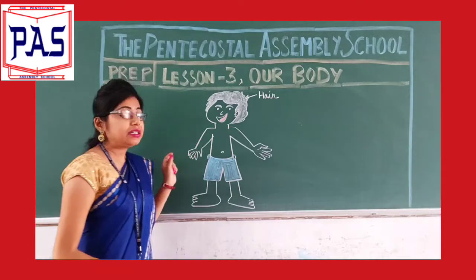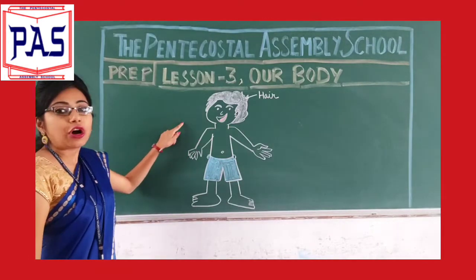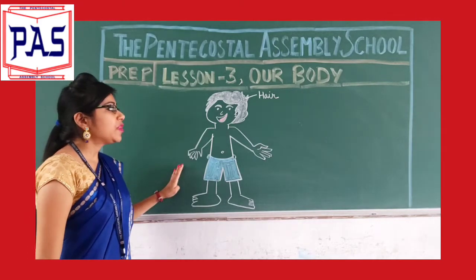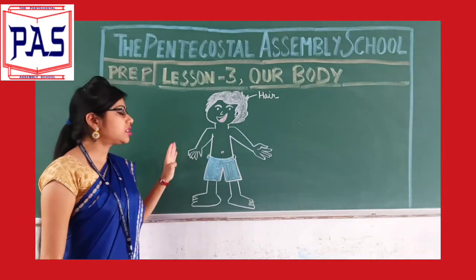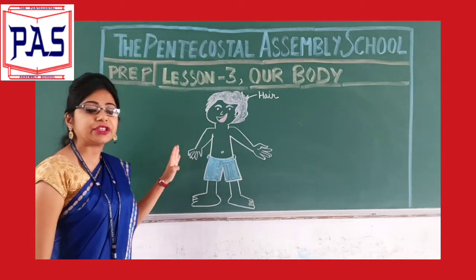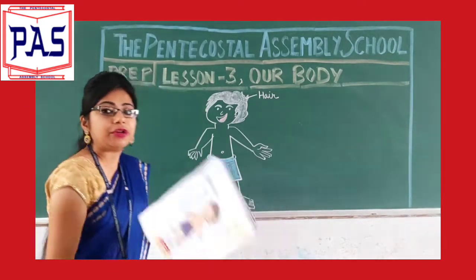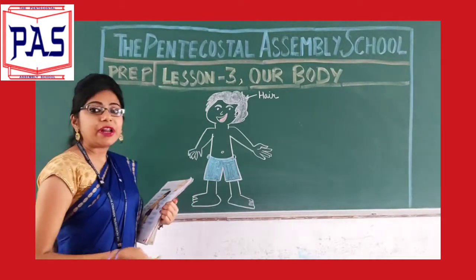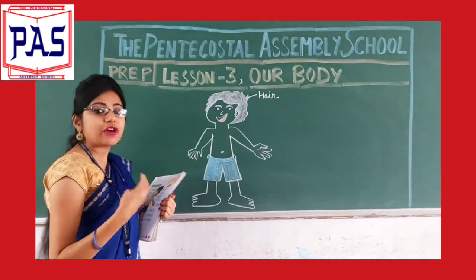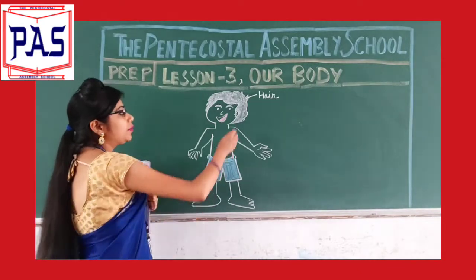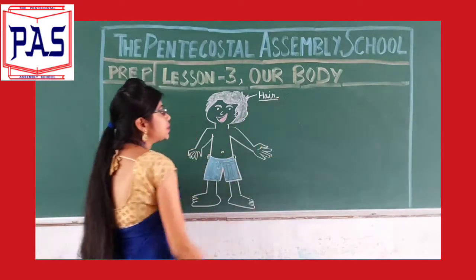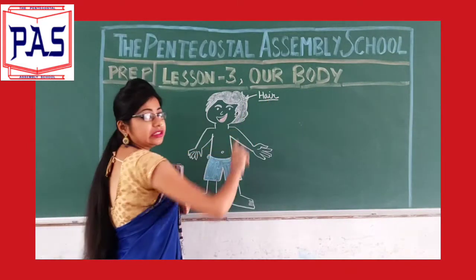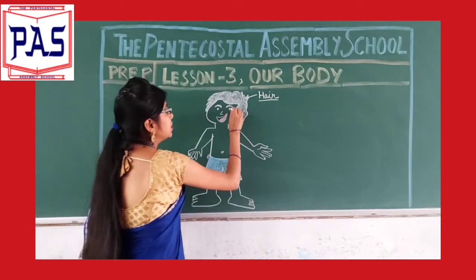You can see that there is a picture of a boy. This is a similar picture to the one given in your book. So let us mark or label the different parts of our body. I have already labeled the first part of the body. This part is called hair.